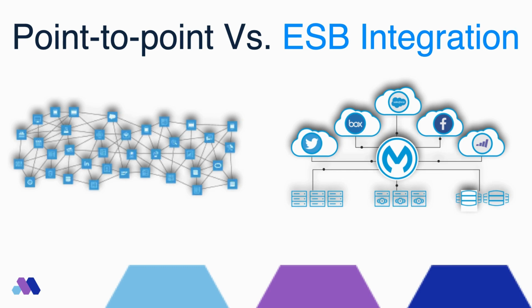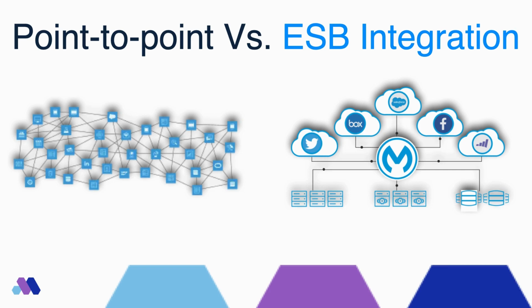ESB integration utilizes a central messaging system called ESB to connect various applications and systems. ESB is responsible for routing messages between applications and can use standard messaging protocols like SOAP or REST. ESBs can also perform message transformation and data mapping, ensuring that the data can be converted from one format to another as it moves between applications and systems.